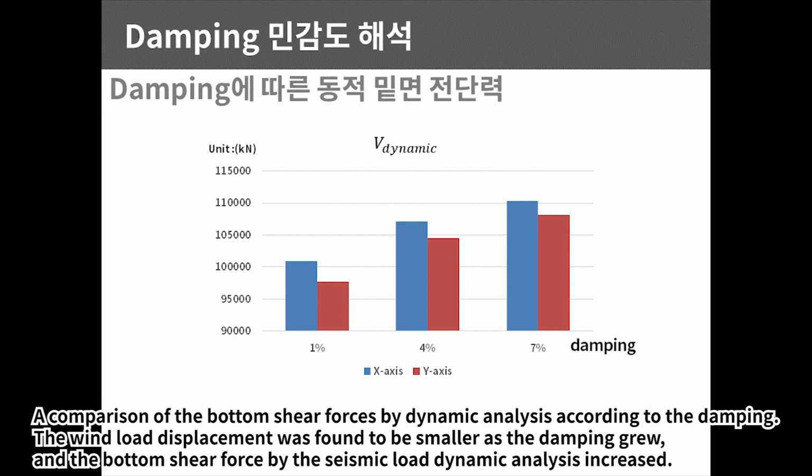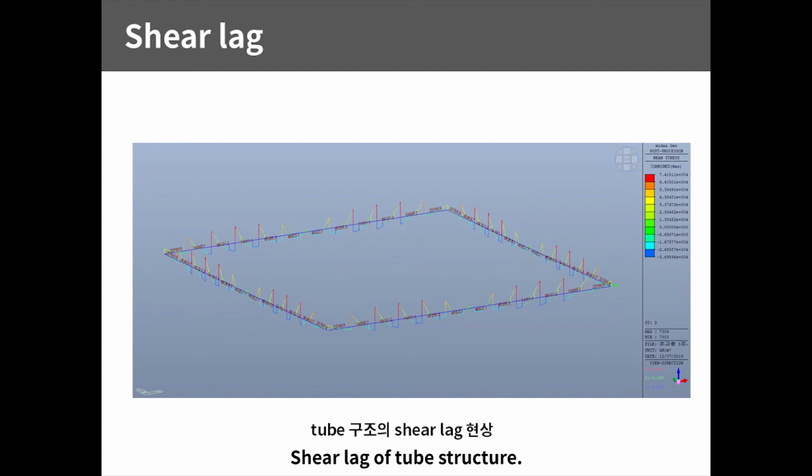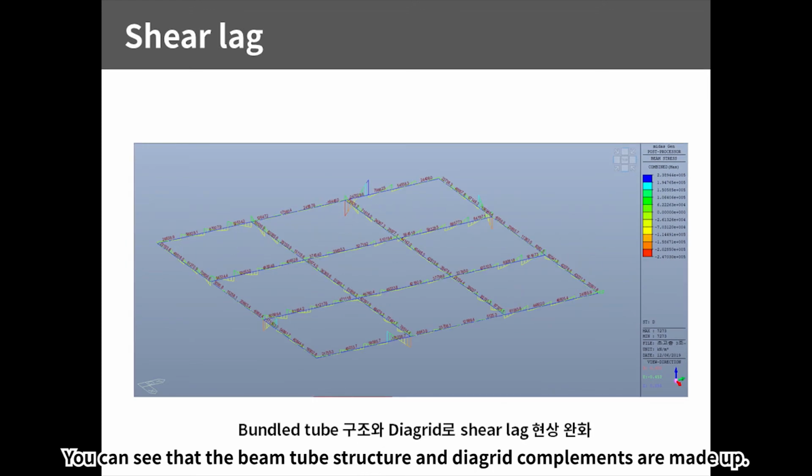The wind load displacement was found to be smaller as the damping grew, and the base shear force by the seismic load dynamic analysis increased. Because the scale-up factor according to damping is all less than 1, the scale-up factor is left at 1. Finally, the conclusion. Shear lag of tube structure. You can see that the bundle tube structure and DIAGRID complement each other.